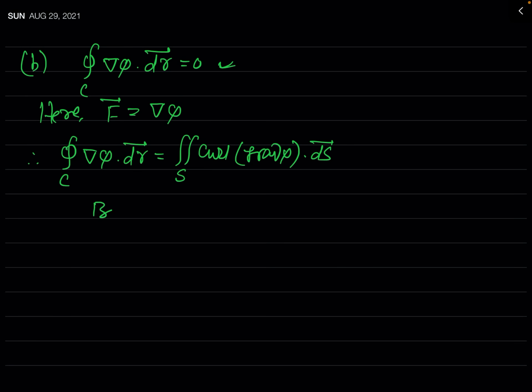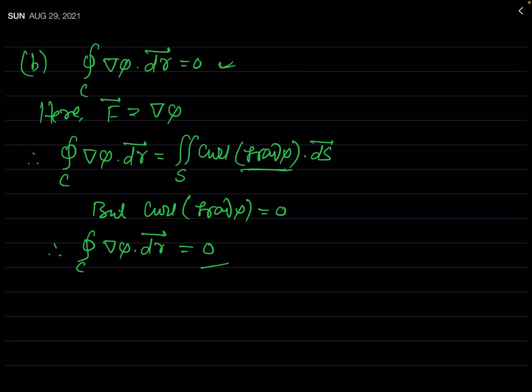But you know the vector identity that curl of gradient of any scalar function is always 0. So you can say curl of grad phi is equal to 0, and therefore we can say that integral along the closed curve C of del phi dot dr is simply equal to 0. So in this way you can prove this result very easily by the use of Stokes theorem.